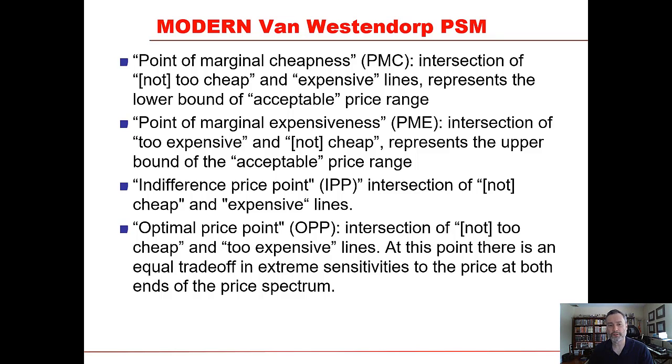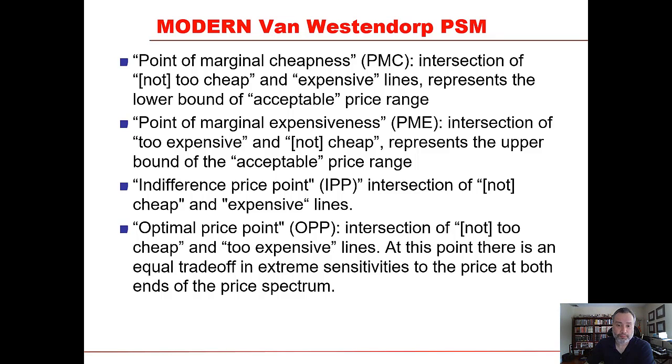The point of marginal expensiveness would be the point the furthest to the right, and that would be the highest price point at which lines intersect. It's the intersection of the too expensive and not cheap lines, and it represents the upper bound of the acceptable price range. So these 2 points are really important because they're going to establish a range for us. And ultimately, the range is more important than any specific point that we're going to pick out. And we'll talk about that in just a minute as well.